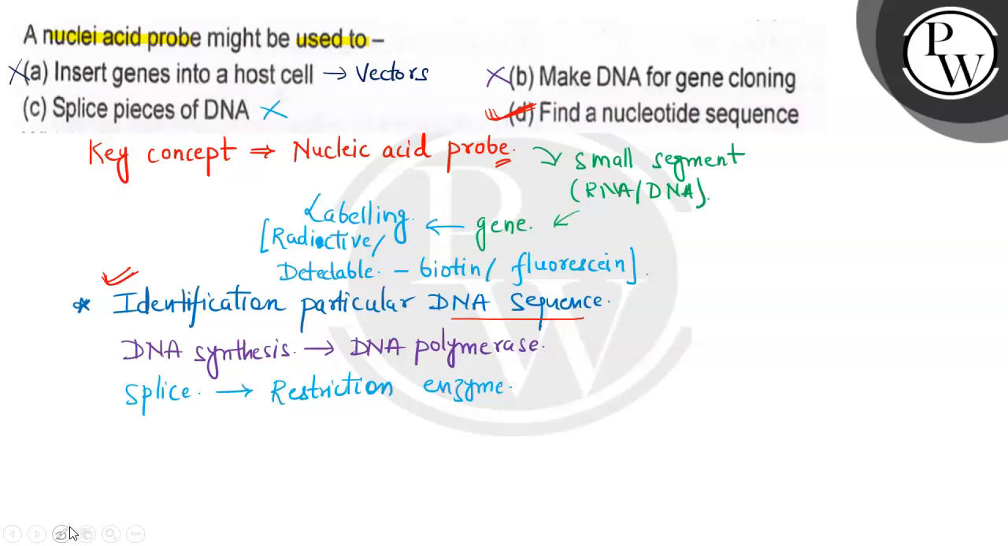So from all these, what we have concluded? We have concluded that we use this nucleic acid probe in order to identify a particular complementary DNA sequence. That's why the option D, that is to find a nucleotide sequence, will be the final answer for our question. I hope you understood the question well.